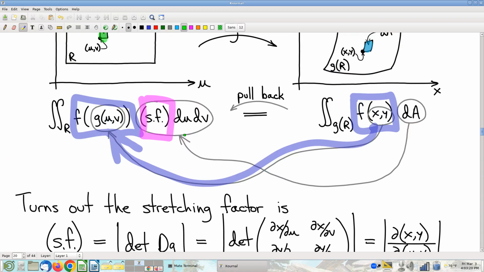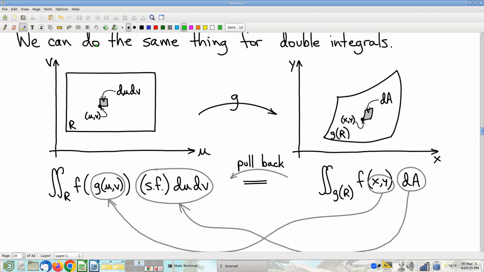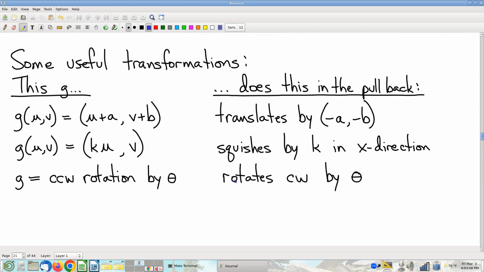Let me come back over here and remind you that we are talking, in fact, about a pullback. So whatever function you choose, we're going to be working backwards through that function, going from the right to the left. And so, in effect, what's going to happen to your domain is sort of the opposite of what the function does. So, for example, I claim that if your change of variables function adds the vector AB, the pullback, again, will do the opposite of that. It'll add the vector negative A, negative B.